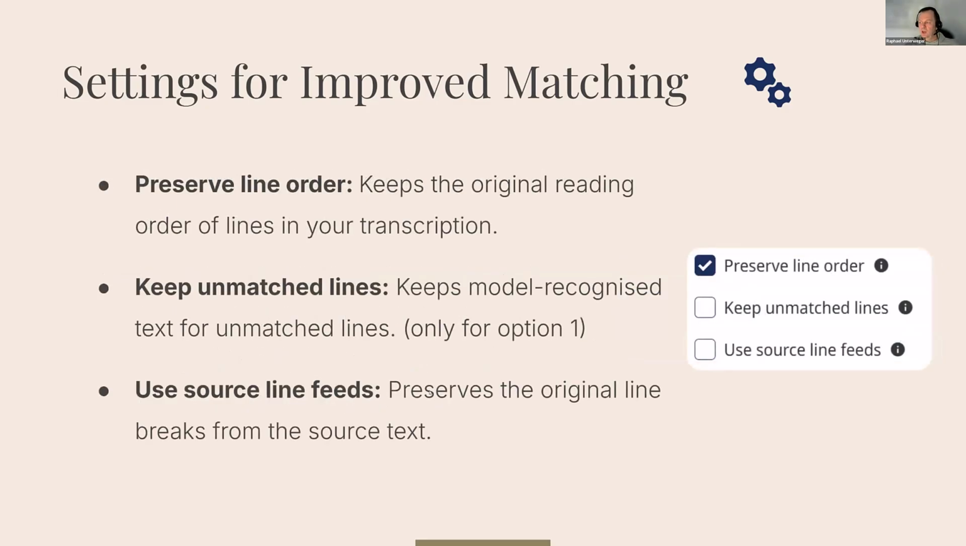Then we have here some checking options. Preserve line order means it keeps the line order of the HTR. The HTR often has a different line order than your transcript. And with this, you can force more or less the line order of the HTR or take the line order of the transcript.